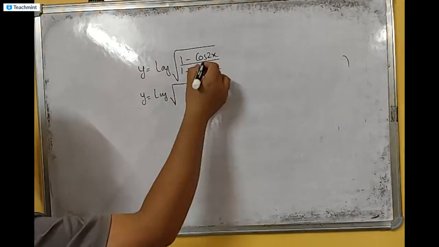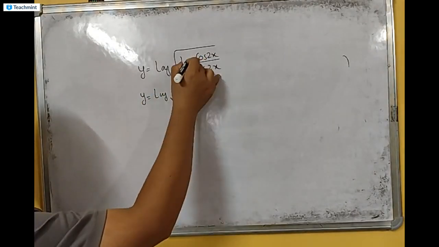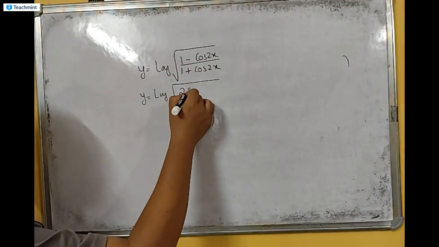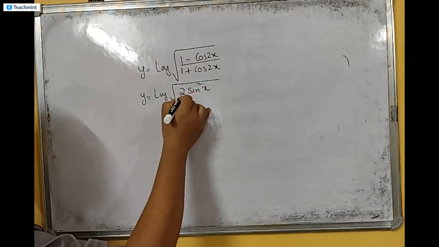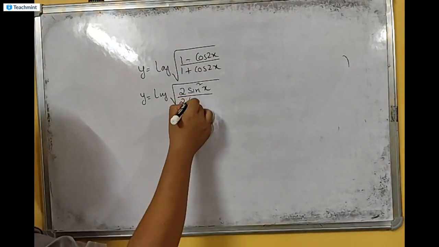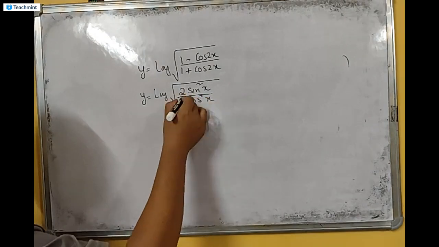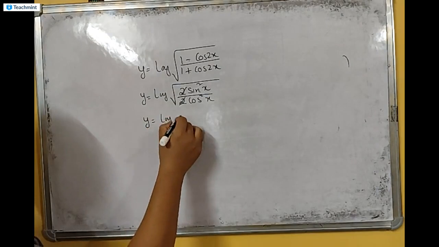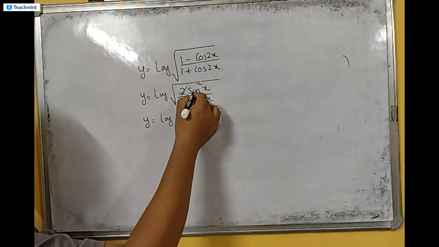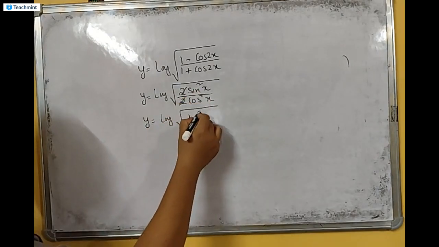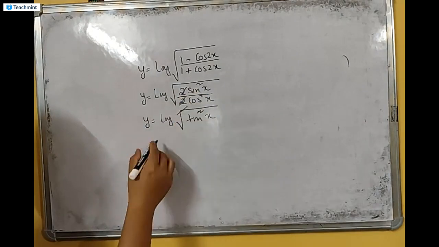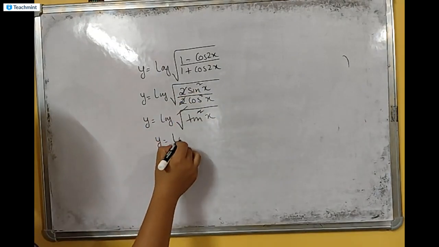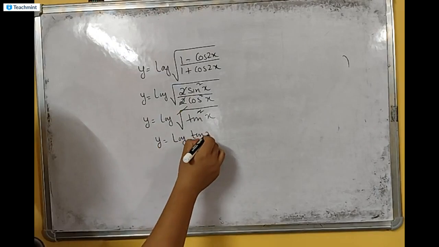Log modulus 2x. So whenever it's negative, this is how you remember: it's 2 sine square x. And when it is plus, it's going to be 2 cos square x. 2 and 2 get cancelled. y equal to log under root, what is sine square x by cos square x? It is tan square x. Square and root get cancelled, so we are left with y equal to log tan x.